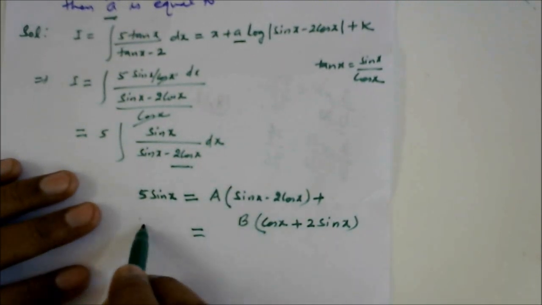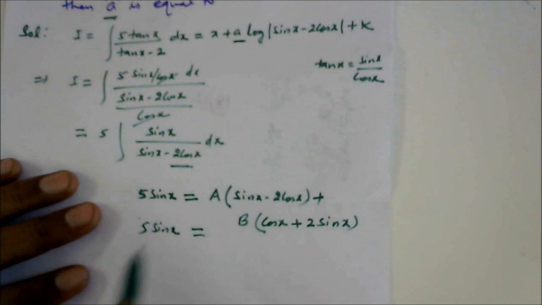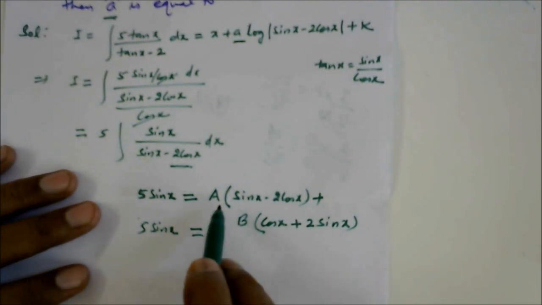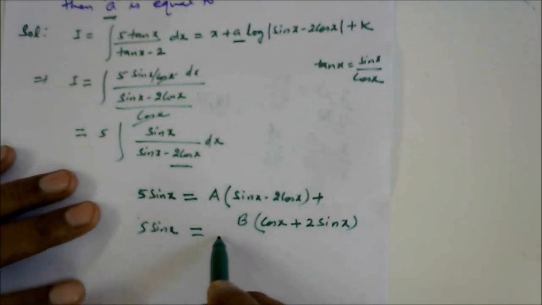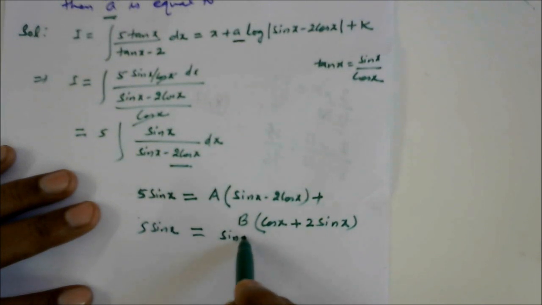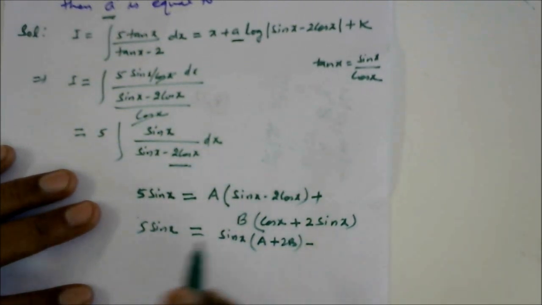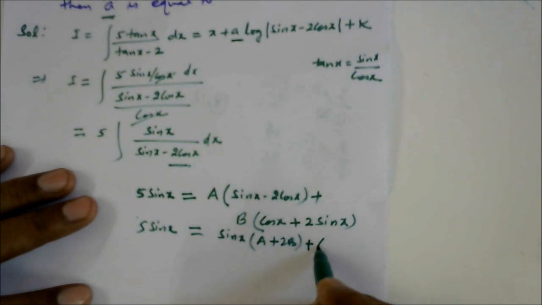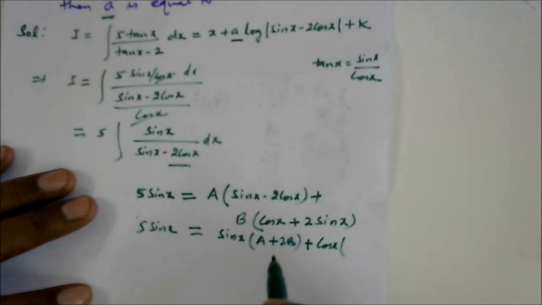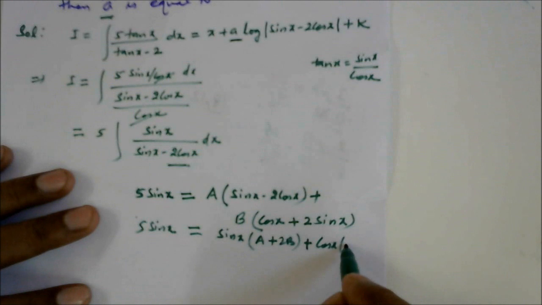So we can write 5 sin x is equal to, sin x we will take common. So sin x, from here it will come a, and from here it will come plus 2b. Right. And if we take cos x common, then from here b will come, and from here minus 2a will be coming.